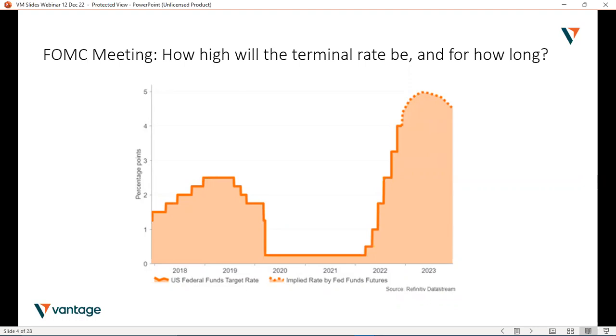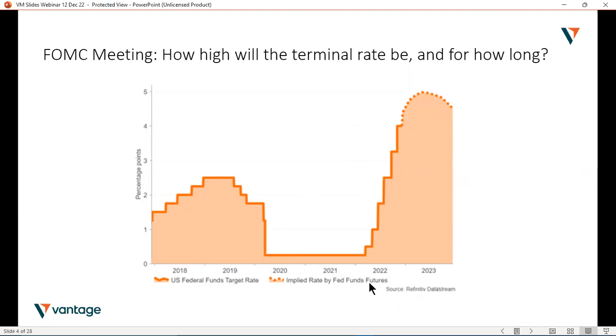Also, it will be interesting to see if Powell backs up the Fed's recent rise in confidence in bringing inflation down, and also his guarded optimism that we saw last week in his speech on the prospects for a soft landing of the US economy. So you can see the terminal rate here on this graphic peaking around that 5% marker and then rolling over slightly.